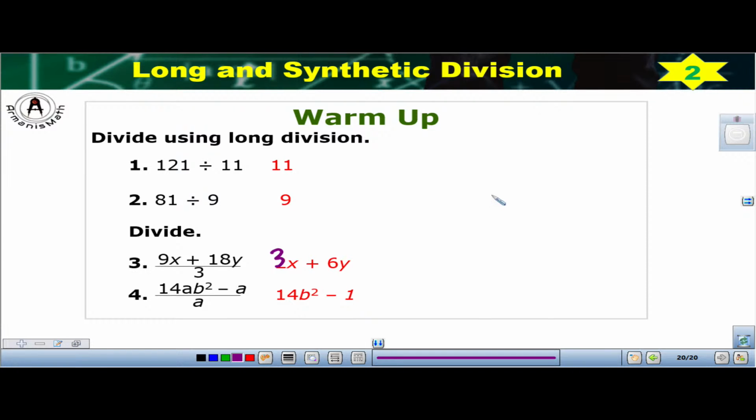Multiple users are typing, and I like that. Why does 4 have -1? Oh, this one here. If we divide, remember this guy belongs to this term and this term and also this term. So you divide the first one, it's going to be 14ab squared over a, which will give you that one. And -a over a, which is going to give you the -1.